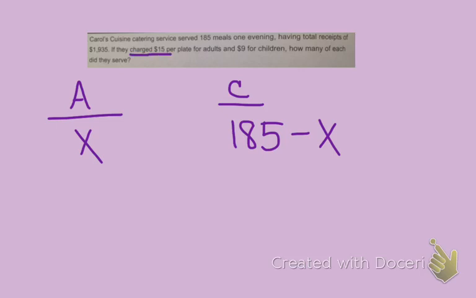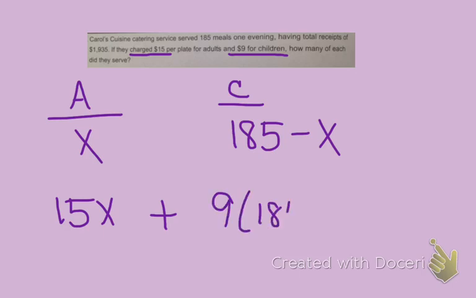Now, this is what you've done before. Now we have to add the value. So we're going to multiply the 15 times the adults, so 15x, and we're going to do the 9 times the children, 9 times 185 minus x. How much is this going to equal? 1,935. I don't have a big enough space to do this, so we're going to bring it to the other screen.